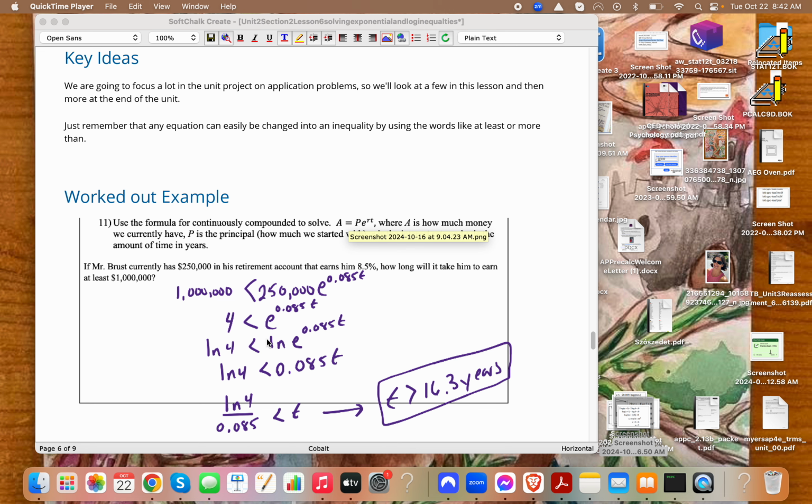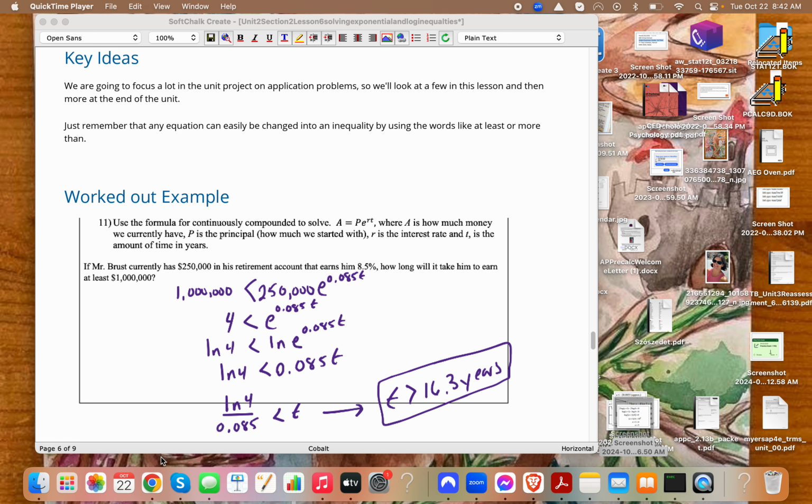This comes out in front. And then the ln of e is just 1, so that's why it's not written anymore. So we just have 0.085t, and we divide both sides by 0.085. And when we simplify that, we get about 16.3 years. And let's just look and see.